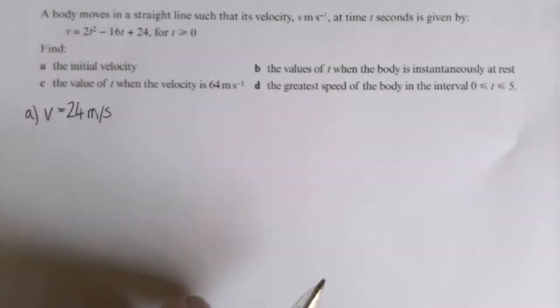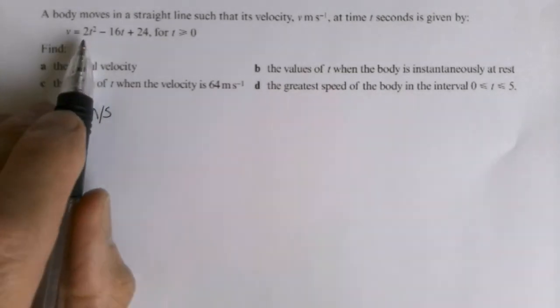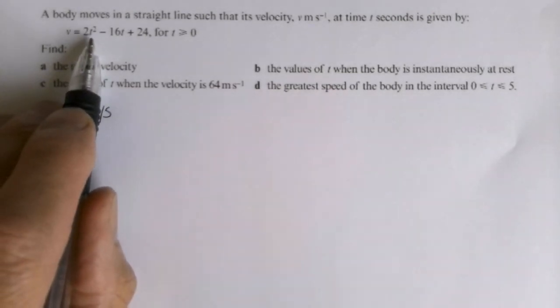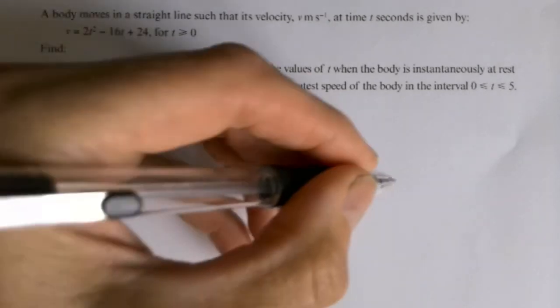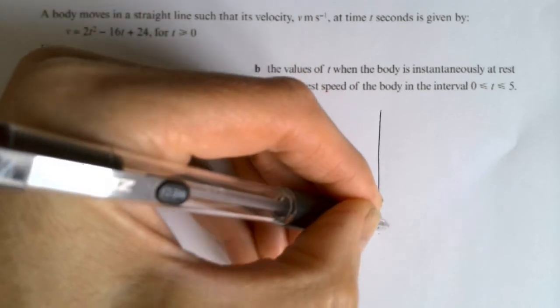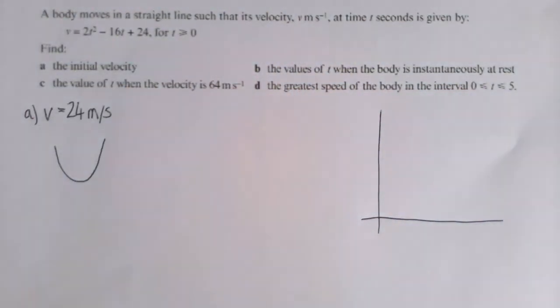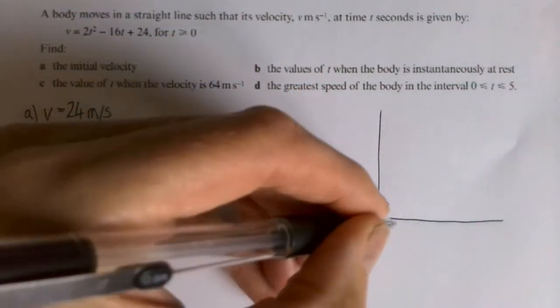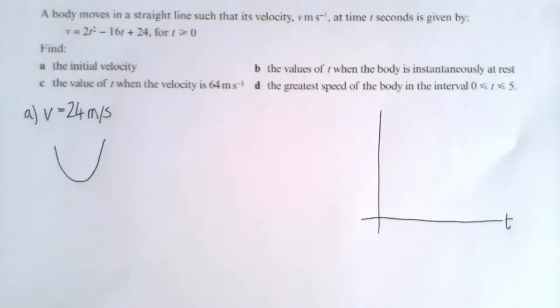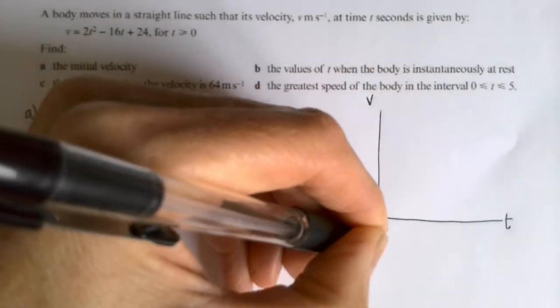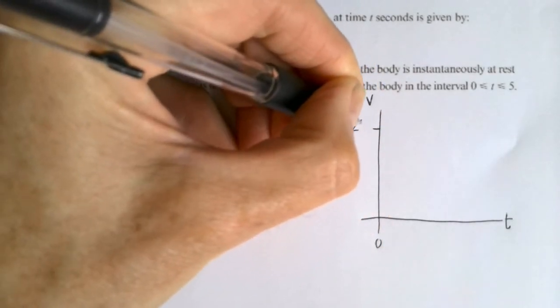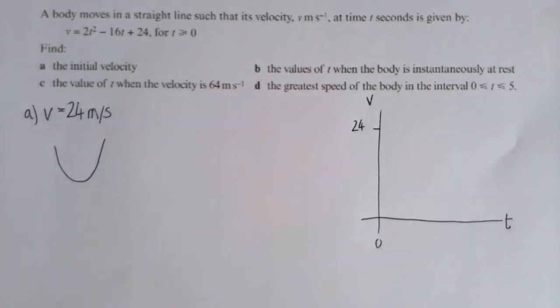Well, hopefully you recognise it's a quadratic, and it's a happy quadratic, plus x squared, or in this case t squared. So I know that it's going to be this sort of shape, and I already know that it starts on the y-axis at 24. When t is 0, so that's not the x-axis, that's the t-axis, the velocity will be 24. So there we go. I've made a start at my graph.